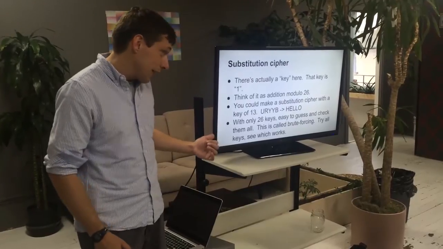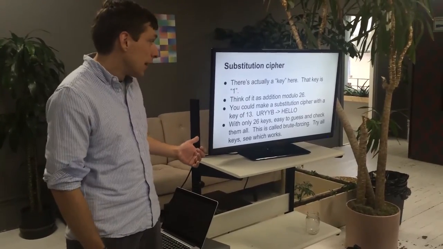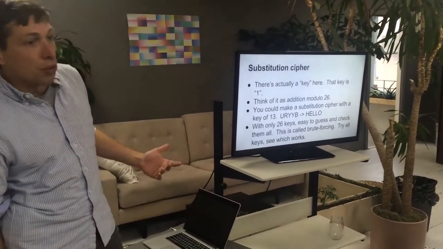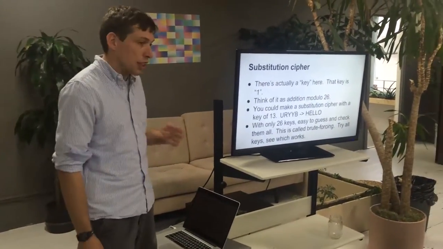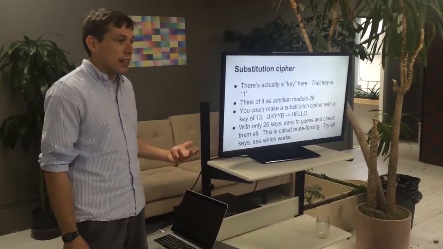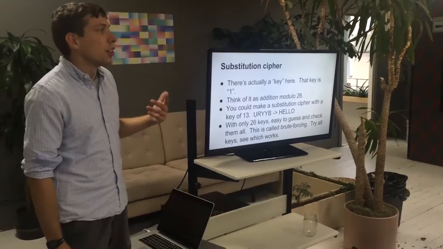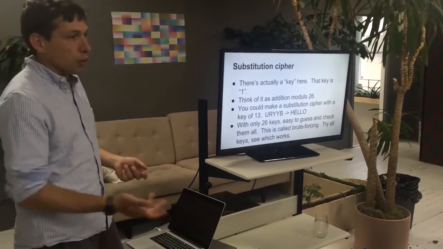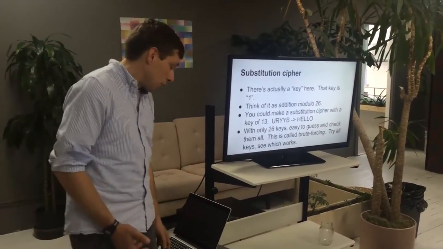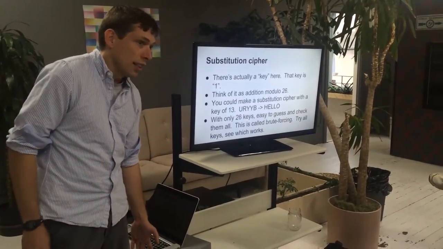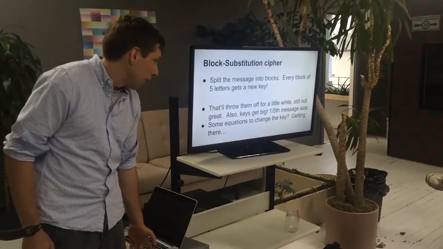With only 26 keys possible in this system, it's very easy to guess all possible keys. That's called brute forcing. Brute forcing means you just guess and check. The key is a number from 1 to 26, except 26 wouldn't work, so it's a number from 1 to 25. You just try 1, 2, 3, and see what message you get. Once you get a message that looks like a legit English sentence, you've found the key. And that'll take, on a computer, no time at all.